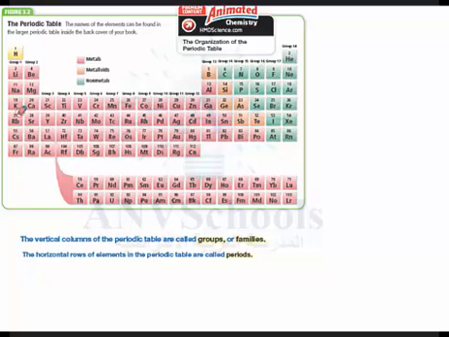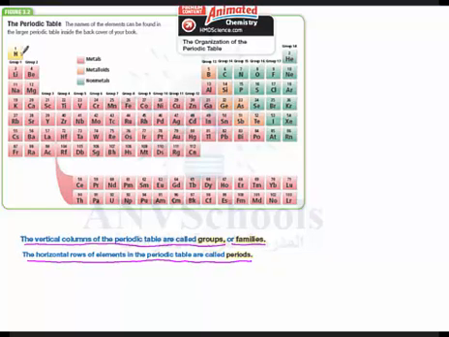Hi, welcome back. In the previous session, we looked at how the periodic table is organized, and we saw that the vertical columns of the periodic table are called groups or families, and the horizontal rows of elements in the periodic table are called periods.